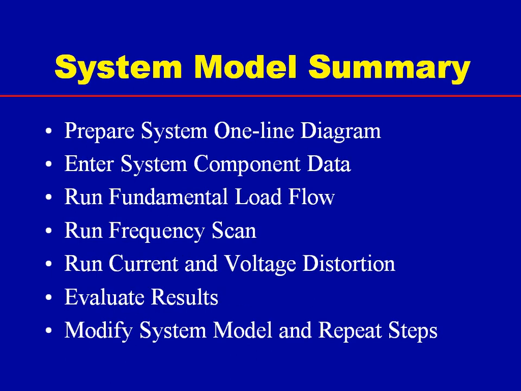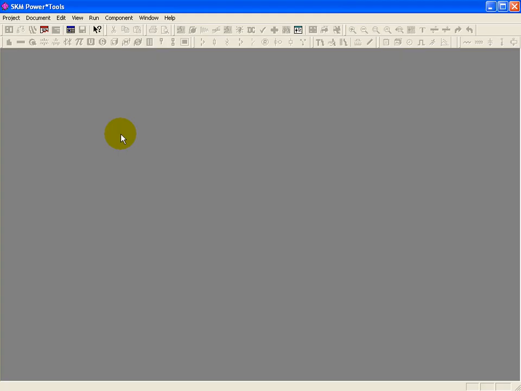The first step in building a system model is to develop a one-line diagram. You then specify the system component details, run a load flow to evaluate the system at fundamental frequency, run the frequency scan, run the current and voltage distortion calculations, evaluate the results, then make any necessary design changes and repeat the calculations. Now we'll build a simple computer model and run the harmonic analysis module HighWave in the SKM Power Tools software. We'll start by creating a new project.